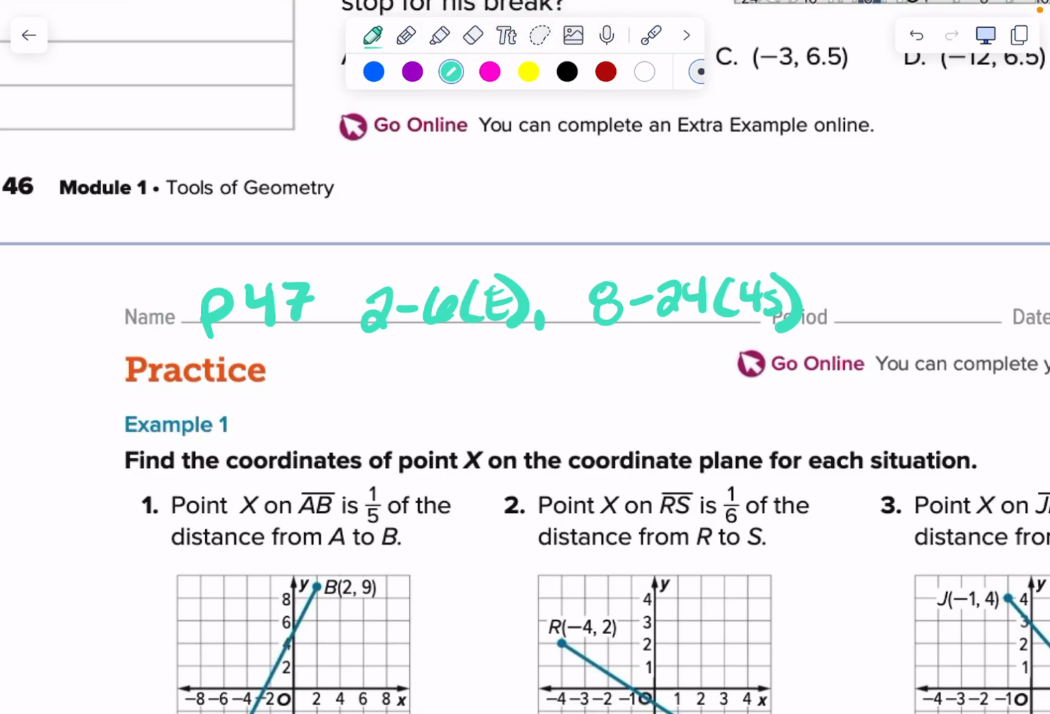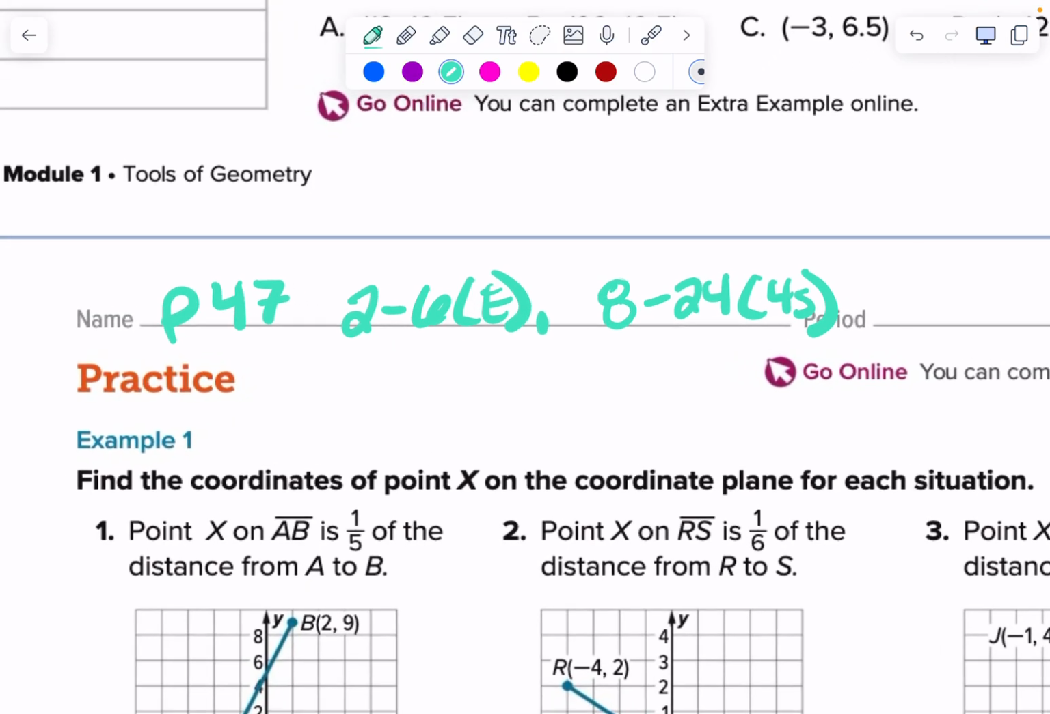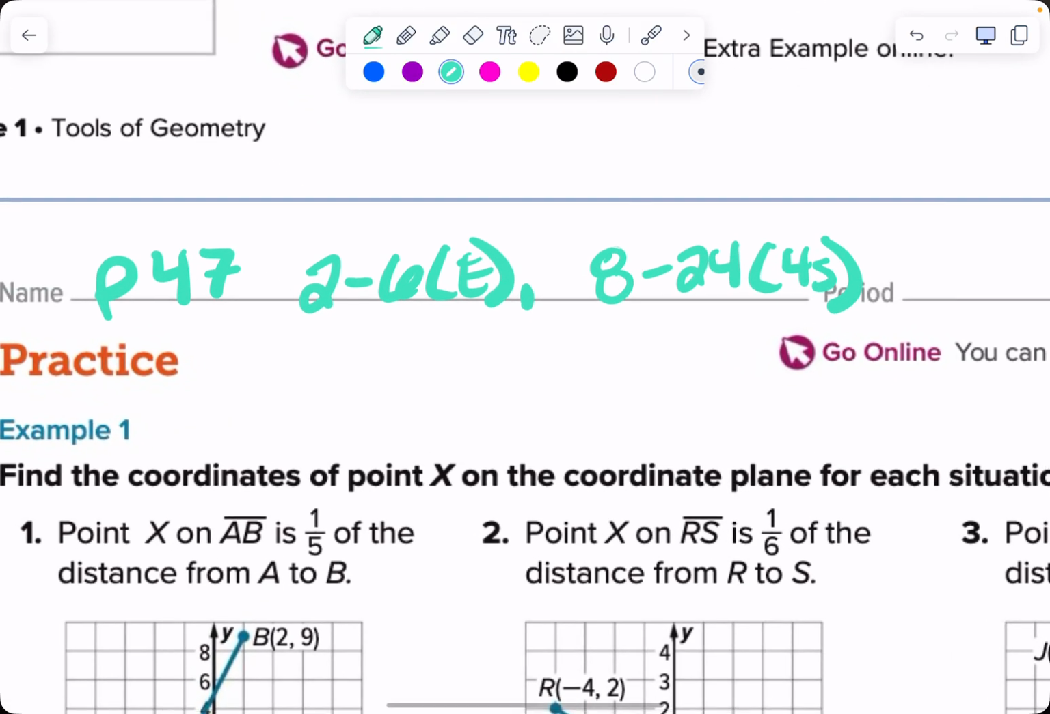Okay, folks, I've already pre-warned them that are in here. This is gonna get a little harder today. I don't know, maybe you think this is still easy, but it's gonna get a little harder today. Here's a homework assignment, page 47. These are evens, and then you have by fours, okay? It's not a whole lot of problems.